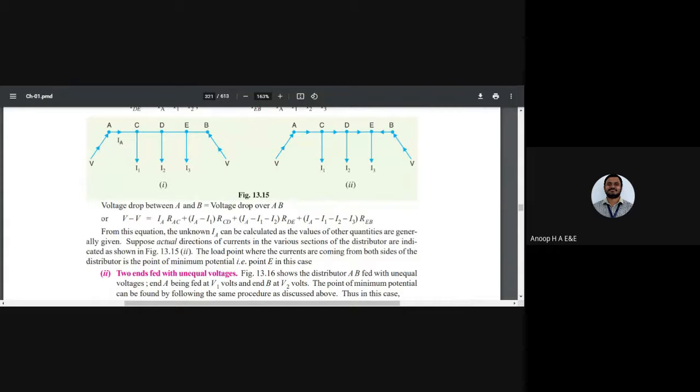For example, if from C to D you get a positive value, D to E you get a positive value, and from E to B you get a negative value. Once you have this change in the sign, then you can exhibit a change in the potential, or we can find out the minimum potential point which is exhibiting a change in the potential value. So this is what we are going to understand from the equations mentioned here.